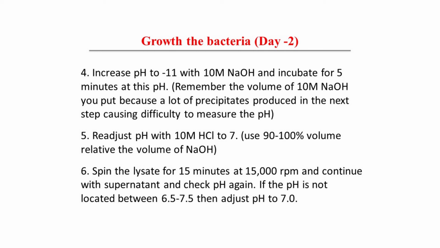This is the step where you precipitate the DNA. You want to separate the DNA from the protein solution and continue with the supernatant. Supernatant means the solution on top, not the precipitated pellet. Your protein is on top of the solution, in the supernatant, so you work with the supernatant, not the precipitate. Sometimes you work with the pellet, but in this case it is the supernatant you want to use. Then check the pH again. If the pH is not between 6.5 and 7.5, fine-tune the pH to about 7.0.